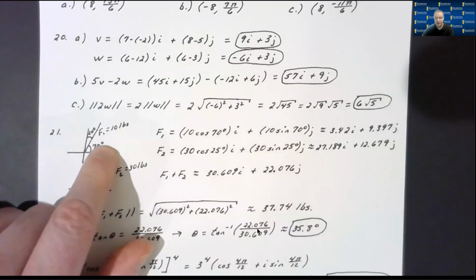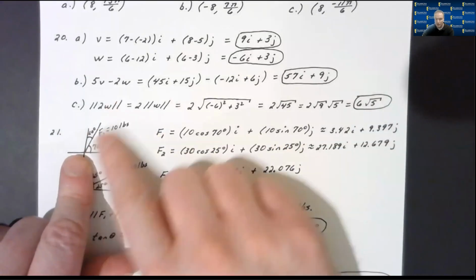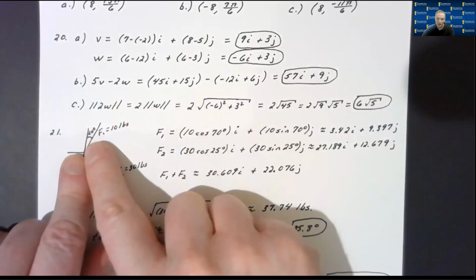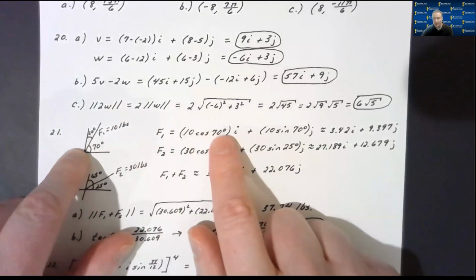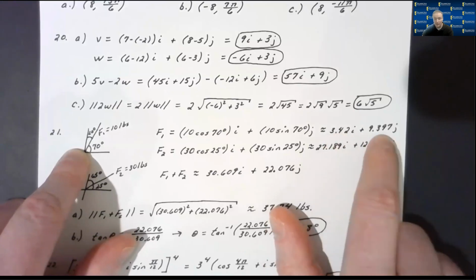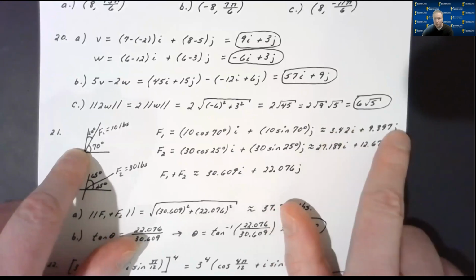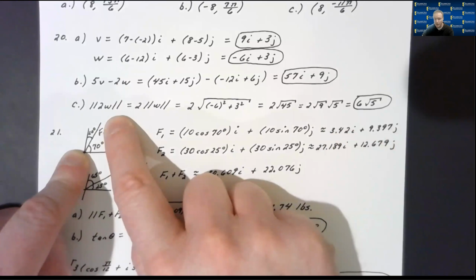You go to your calculator, and here you would expect the horizontal component to be less than the vertical because it's pulling up a lot more than it's pulling to the right. And we can see that. It's pulling to the right with a force of 3.42 pounds of force, and it's pulling up with a force of 9.397 pounds of force. So I can see much more vertical movement than horizontal movement due to force 1.